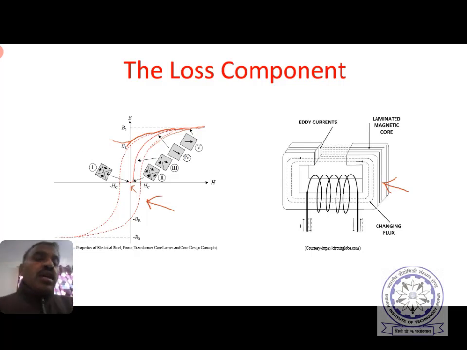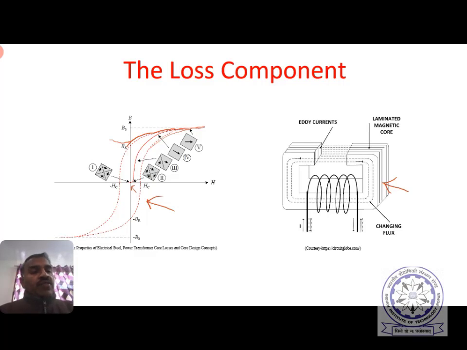So these alignment and de-alignment of magnetic dipoles will take place due to these flux reversals. Then due to this alignment and de-alignment, there will be associated energy loss in the magnetic portion of the circuit. That is what is known as hysteresis loss.